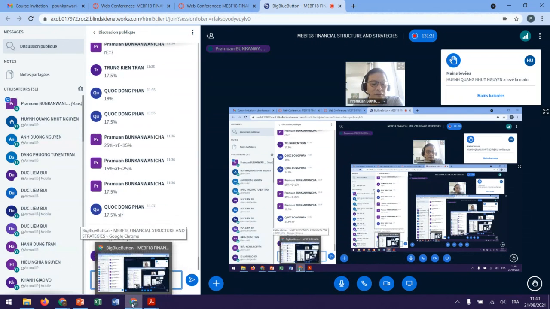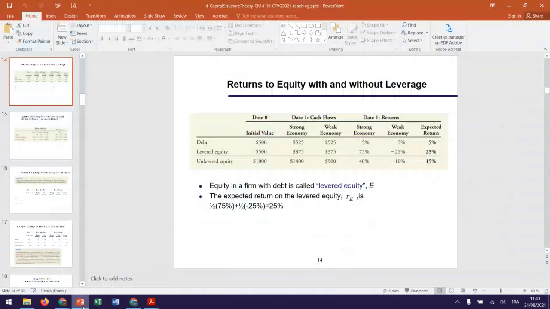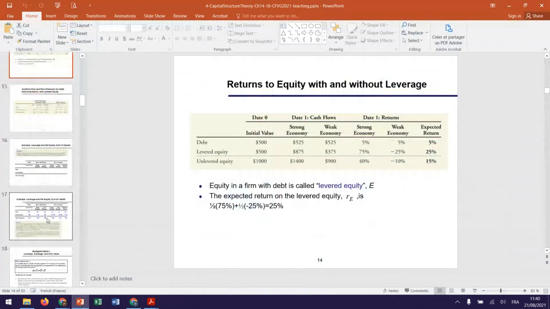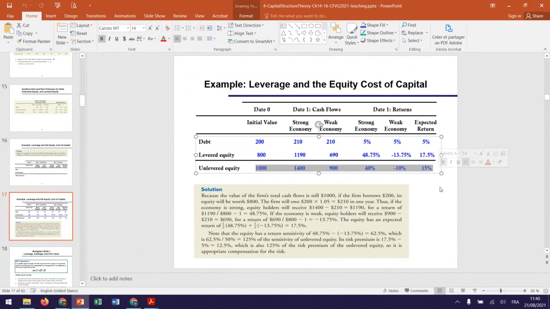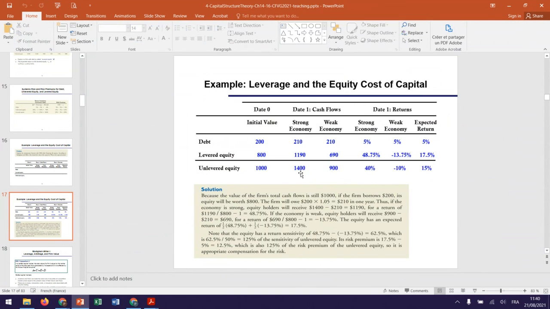No, you're not sleeping. Okay, let's go to if the D is 200. Let's go one by one, step by step. If I have 200 of debt, I have unlevered. So the last line here, everybody can write it, right? Nothing changed on 1,000, 100, 400, 900. The expected cash flow is 1,000, and then you have 40% minus 10, and then you have 15% expected return. Okay, 200 when the economy is strong.